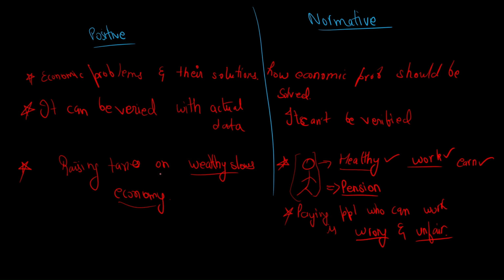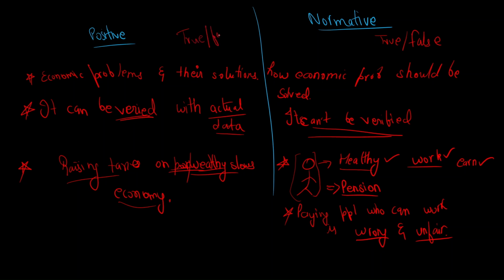So it is positive economics because if someone says randomly that you are increasing taxes on wealthy people, or even poor people, whatever they say, that it slows economy, then I can verify it with actual data. I can go through the government's data and check that from the time we have increased the taxes on wealthy people or the poor people, how it is affecting the economy. I can verify it, but the normative statement can't be verified. So the basic है, both can be true, can be false, but one can be verified, the other cannot.